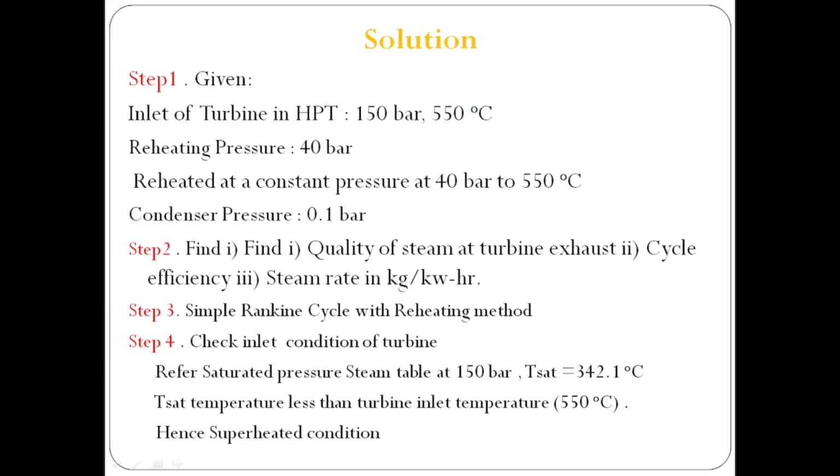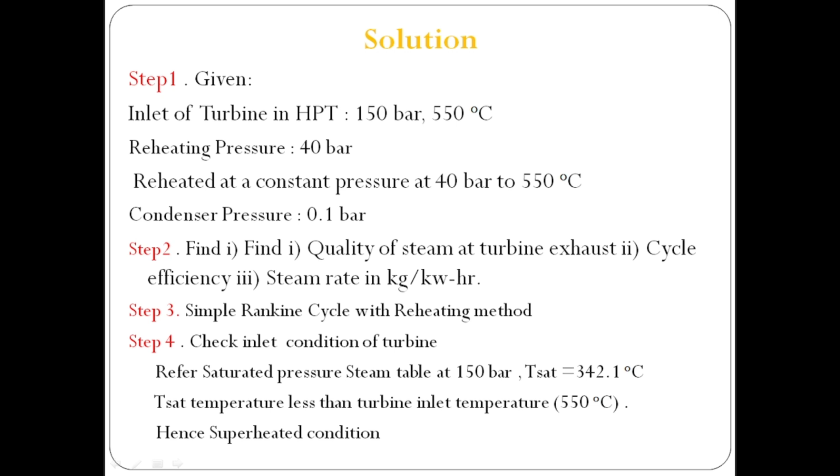First, you take the given things. Write the inlet steam condition in the high pressure turbine, that is 150 bar, 550 degrees centigrade. Reheating pressure is 40 bar and the reheated temperature is given as 550 degrees centigrade. Condenser pressure is given as 0.1 bar. Step 2, what are the parameters to find? Quality of the steam at turbine exhaust. Second is cycle efficiency, and third is steam rate in kg per kilowatt hour.